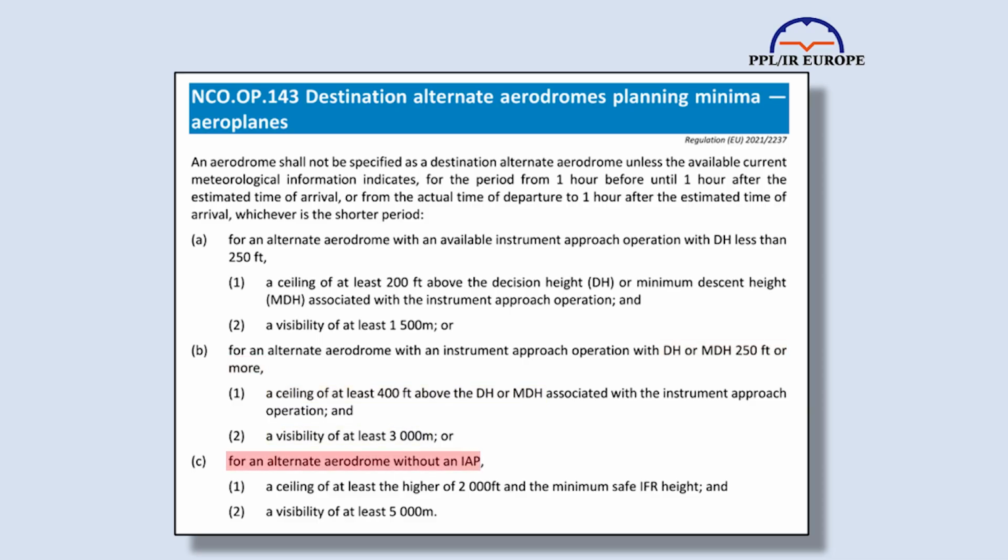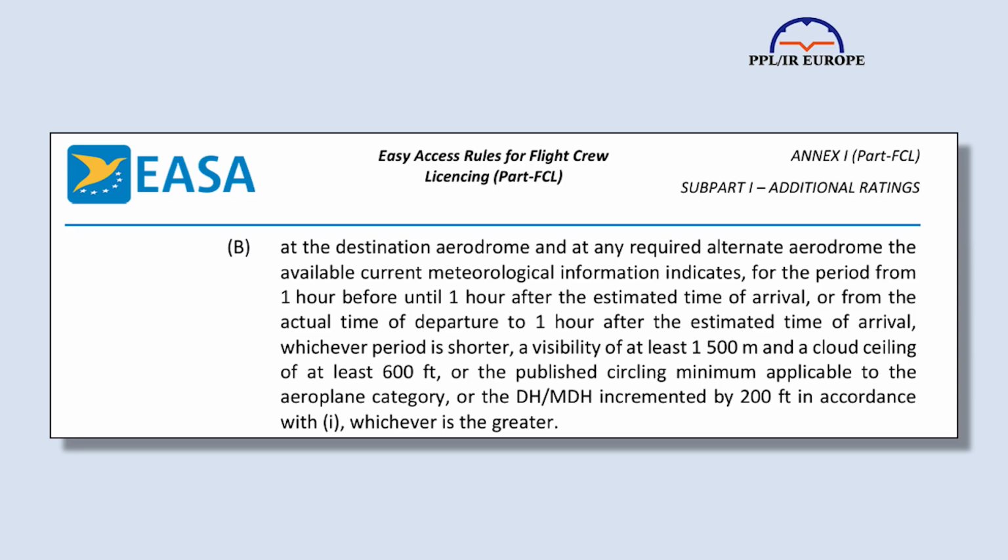If the proposed alternate does not have an instrument approach, then the ceiling must be the higher of 2,000 feet or the minimum safe IFR height, and the visibility 5,000 meters. In addition to these rules, BIR holders obviously also need to adhere to minima based on their qualifications, which are actually the same for an alternate as for a destination.